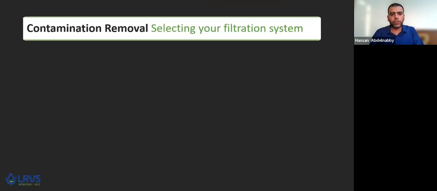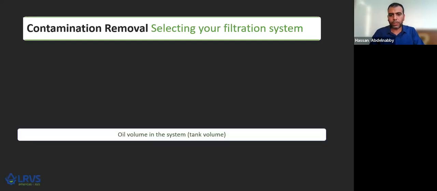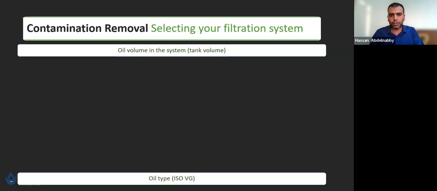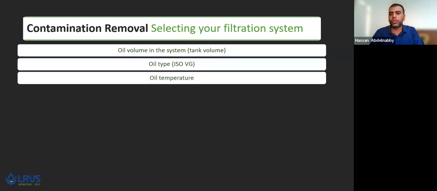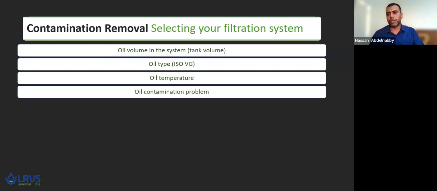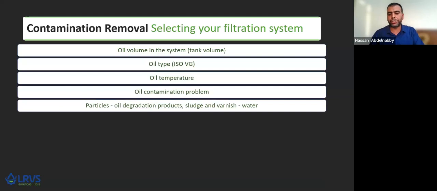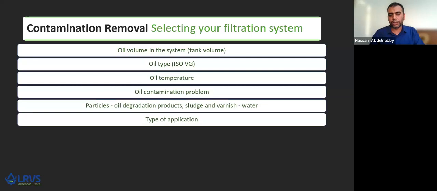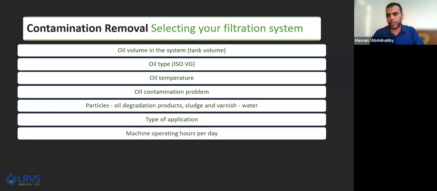So contamination control is a journey, but if you are not successful with the prevention, as we said before, and you need to come up with a solution for removal, there are some steps that you need to consider, like the volume of this tank, the oil type, the oil temperature, and the oil contamination problem at the beginning. This can be done after the oil analysis, of course. So it's particles, oil degradation, sludge, varnish, or even water.